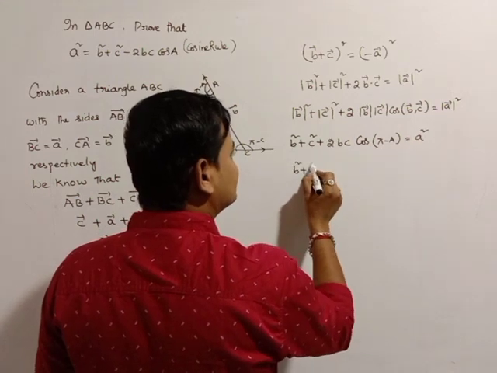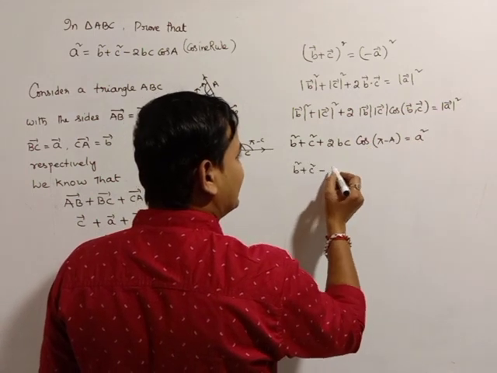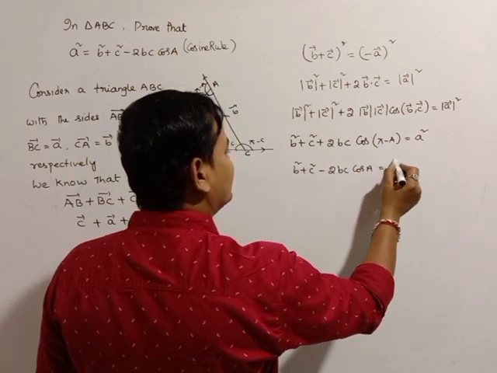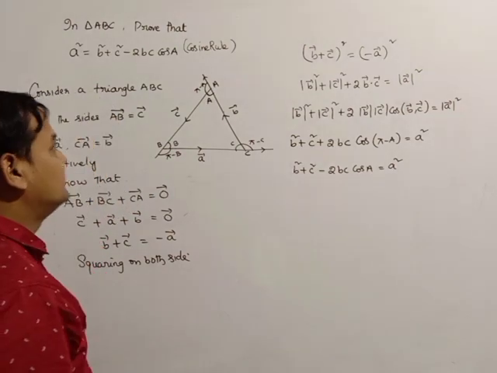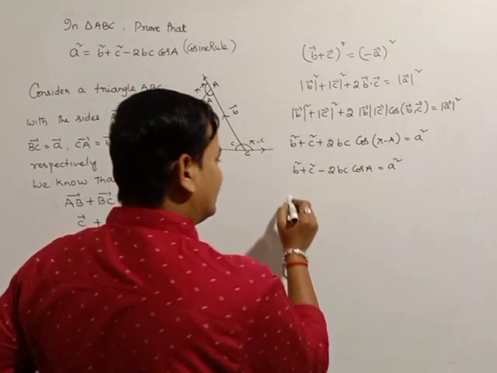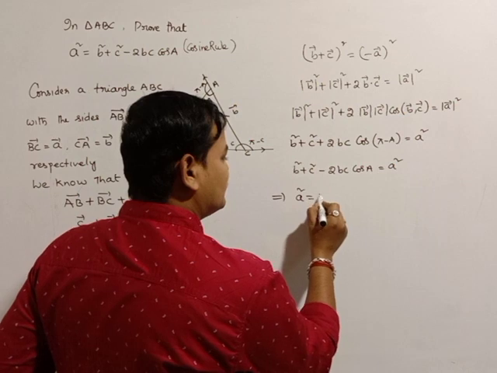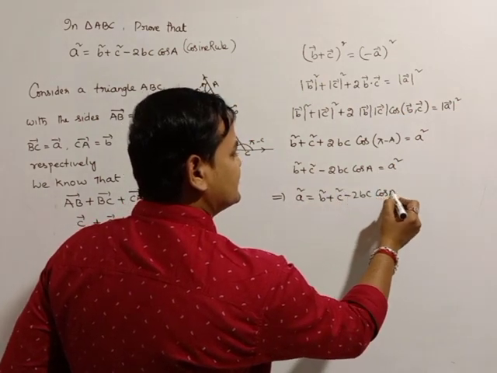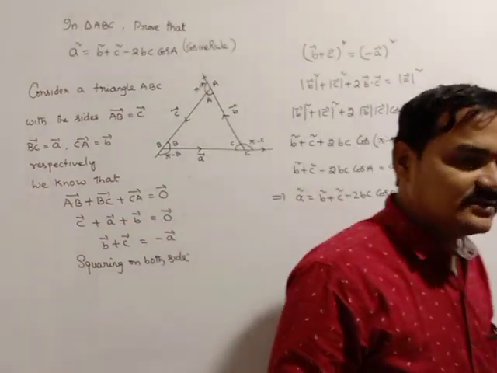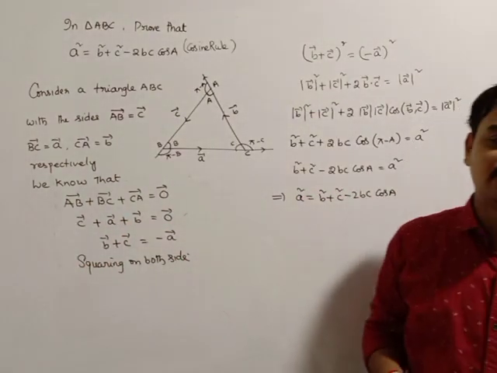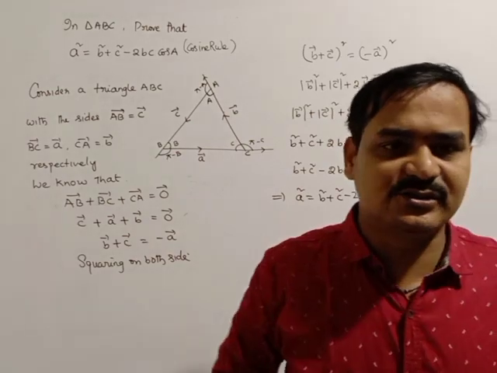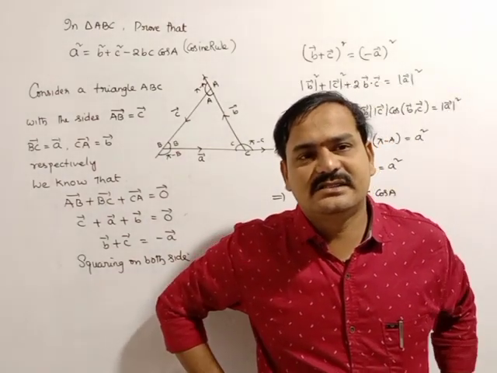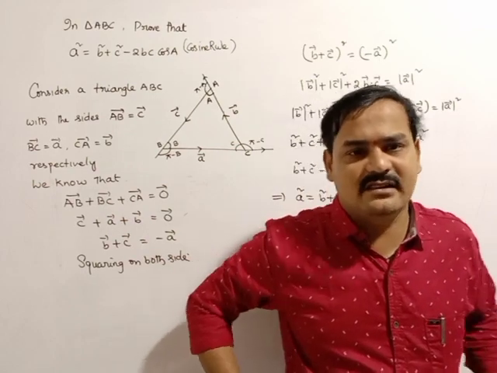So B square plus C square, and cos of pi minus A is equal to minus cos A. So 2BC cos A, with the sign change, is equal to A square. This is the cosine rule. A square is equal to B square plus C square minus 2BC cos A. This is the cosine rule. Just observe carefully what you did. First of all, in triangle ABC, we need to show that A square is equal to B square plus C square minus 2BC cos A.